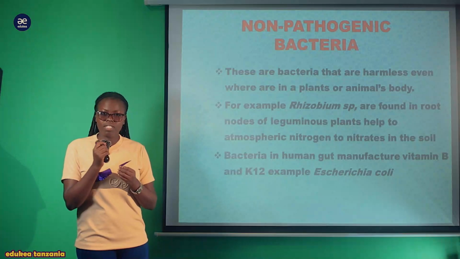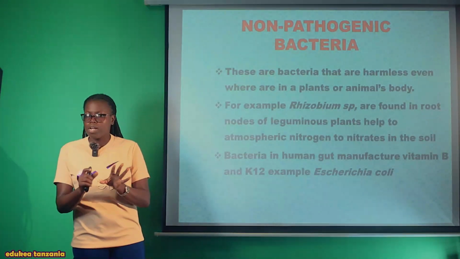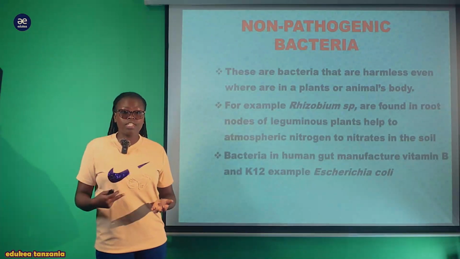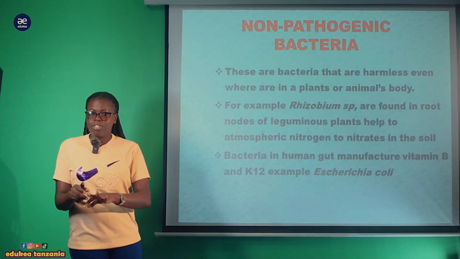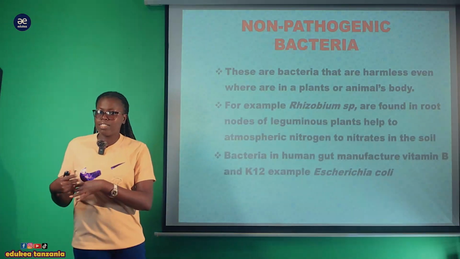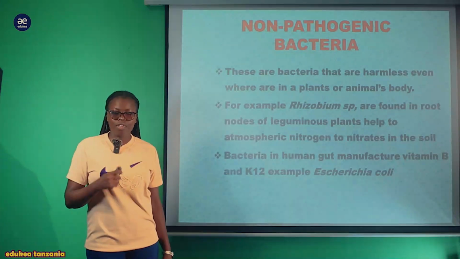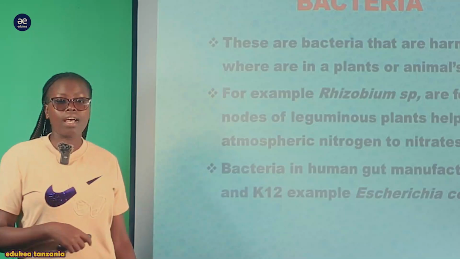Na ambayo hizo nitrate inatumia na mimea ikiwa ardhini kwa ajili ya kutengeneza protein ambayo na sisi tunakuja tuna access kama chakula. Vile vile katika utumbo wa binadamu, in the human guts, kuna bacteria, kwa mfano Escherichia coli, ambaye kazi yake anakuwa na manufacture vitamin B na K, ambayo vitamin K inasaidia sana katika blood clotting.